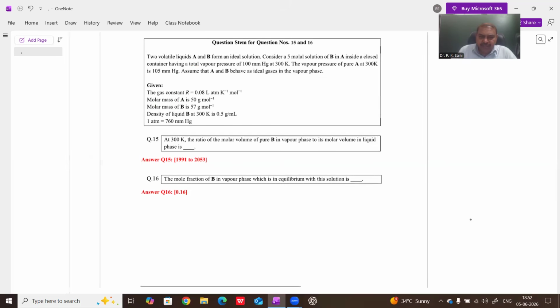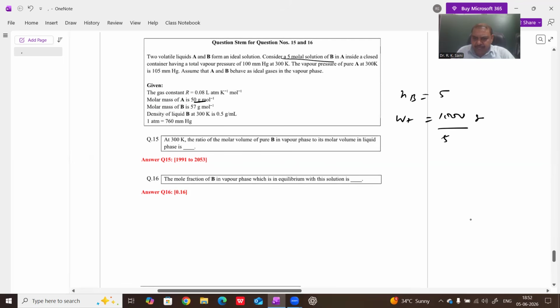Find the question first. Given information about B: a 5 molar solution of B in A. It means the moles of B are 5 and the weight of A is 1 kg, or we can say 1000 gram. Its molar mass is given as 50. Therefore, its moles are 20.